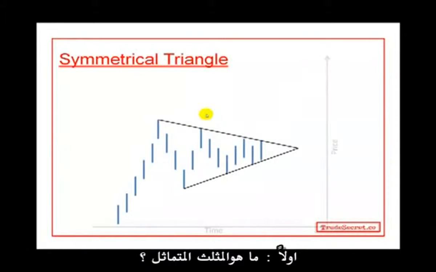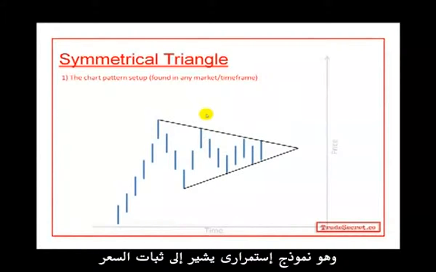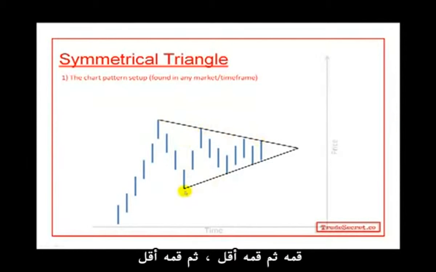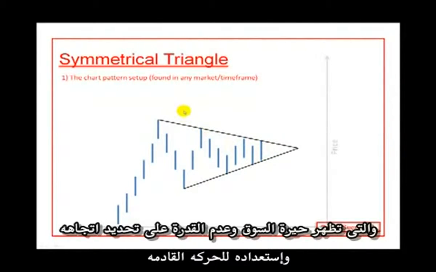So what is a symmetrical triangle? Well, essentially it's a chart pattern setup that can be found in any market and any time frame, and it's a continuation pattern of sorts and reflects a consolidation in price. So we can see that we have a move up here and we form essentially lower highs and higher lows. So high, lower high, lower high, low, higher low, higher low, and price is constricting into the corner of this triangle, a bit like a tube of toothpaste here. It's essentially a period of indecision while the market works out what it's doing and gathers its energy for the next move.